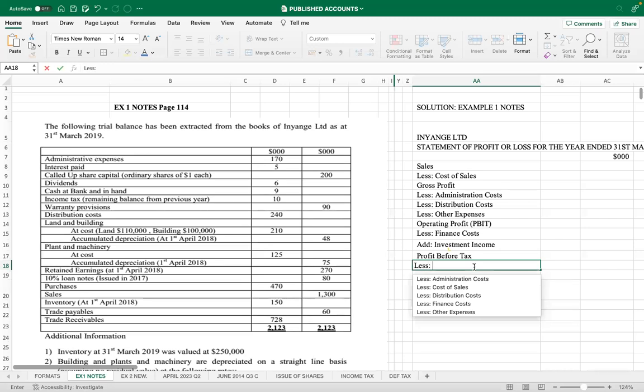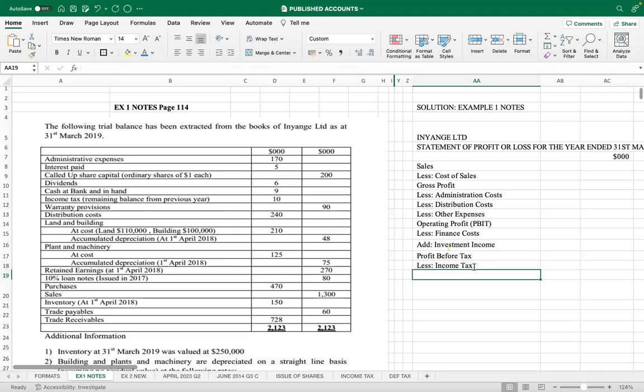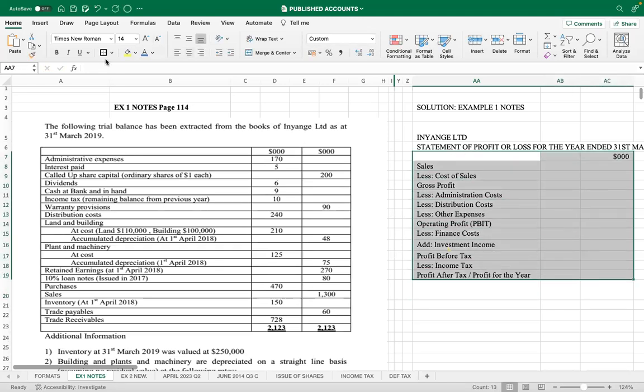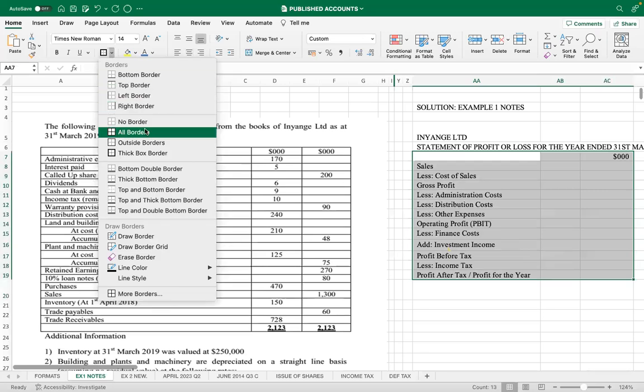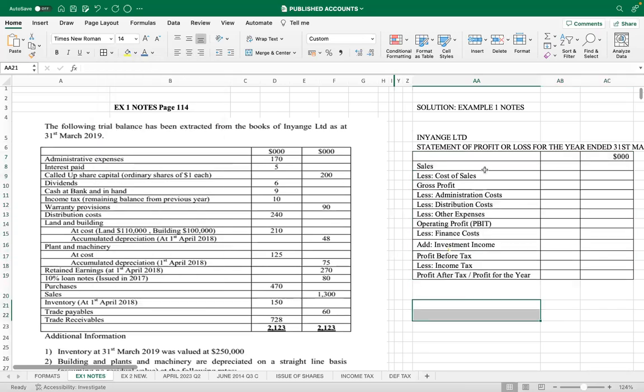So you less profit before tax, you less income tax to give you profit for the year. Profit after tax, you can also call it profit for the year. You can also call it net profit. The point is you must be consistent in how you name it. Now, that is the format of the income statement.